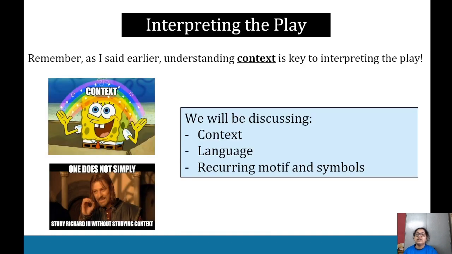Cool. So now let's have a look at interpreting the play. Remember, context is so important, right? So we will be looking at context, language, and recurring motifs and symbols. Those are the three things we'll be using to interpret the plays. This is where you can jot down notes for analysis.